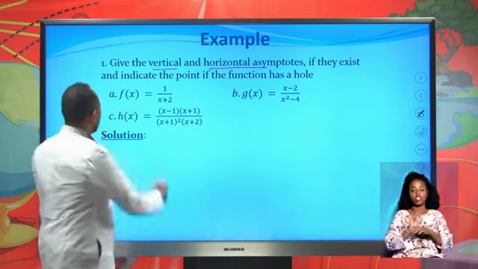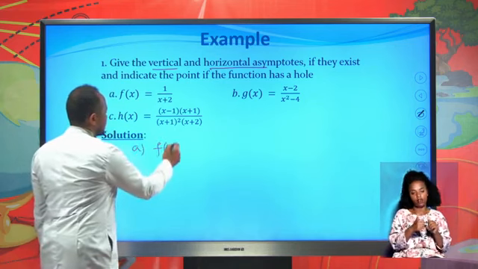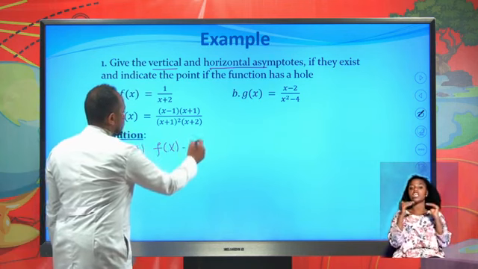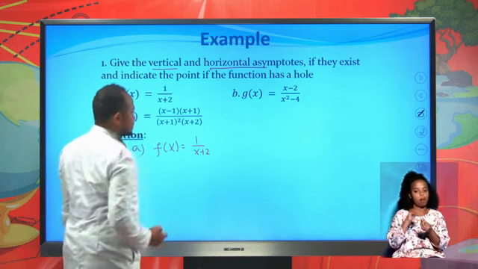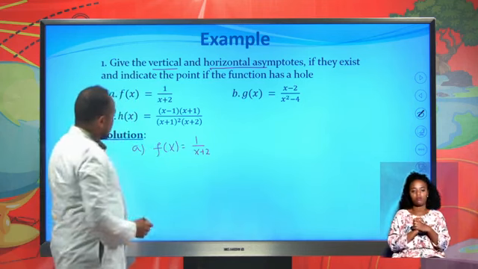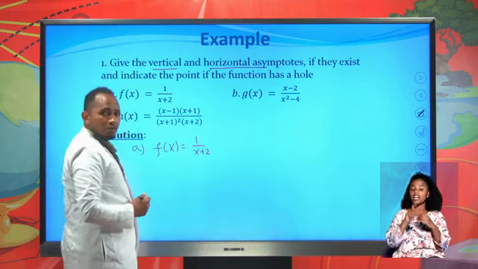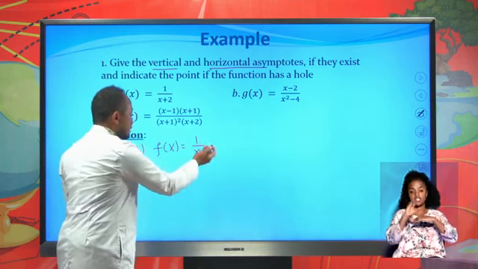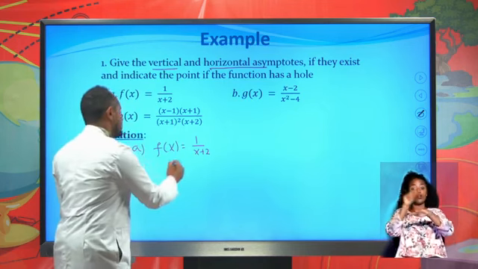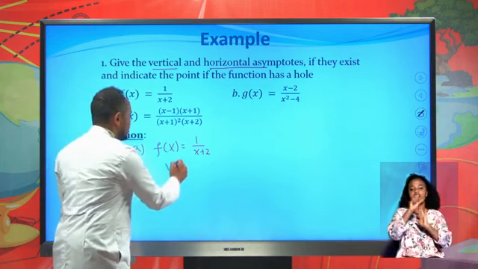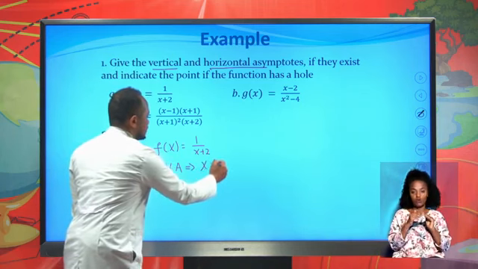So the first one, A, f of x is equal to 1 over x plus 2. In this case, the value of x that makes the denominator 0 is x equals negative 2. That number cannot make the numerator 0. So the vertical asymptote for this expression will be x equals negative 2.